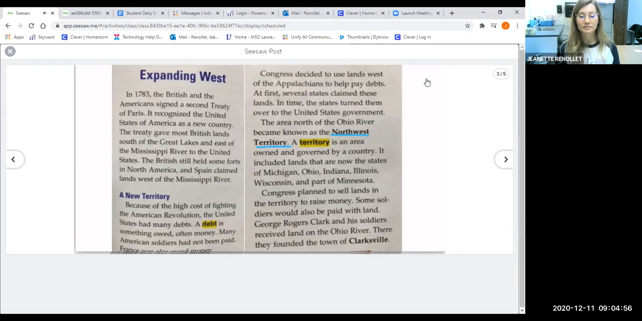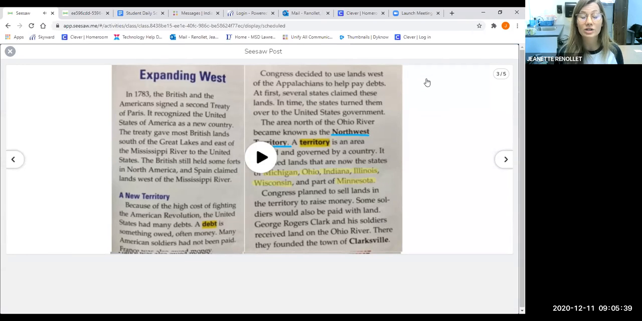This text tells us it included lands that are now the states of Michigan, Ohio, Indiana, Illinois, Wisconsin, and part of Minnesota. The next video we're going to watch will talk about what happened when Indiana became a state. And today our text is going to focus on how Indiana became a state and how this impacted the people that were here and the Native Americans.